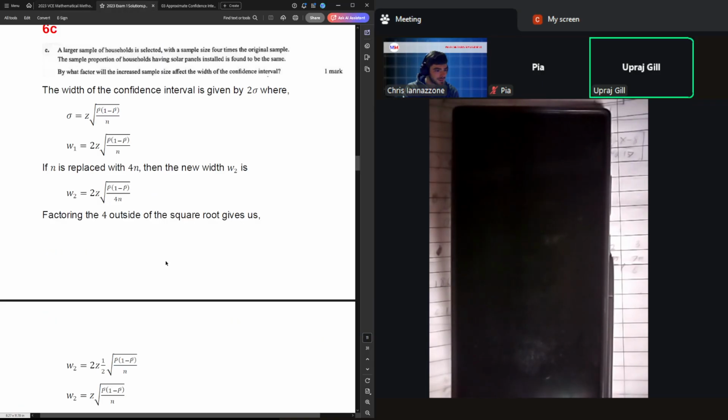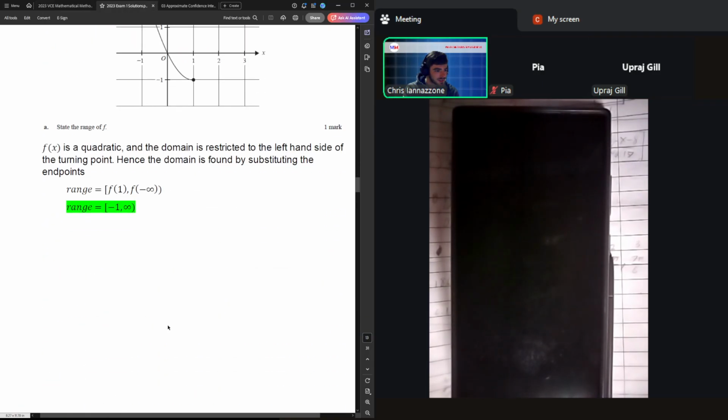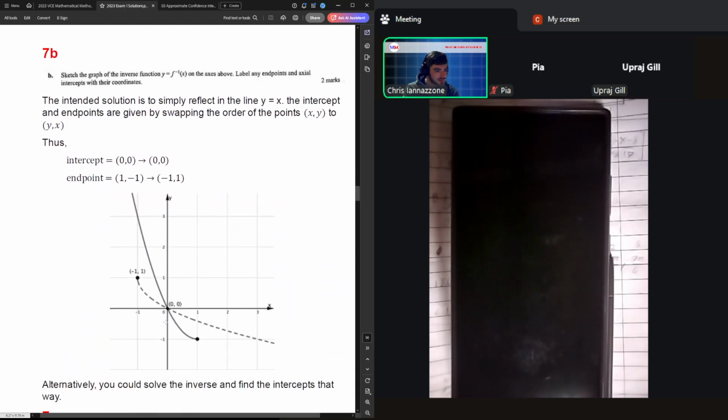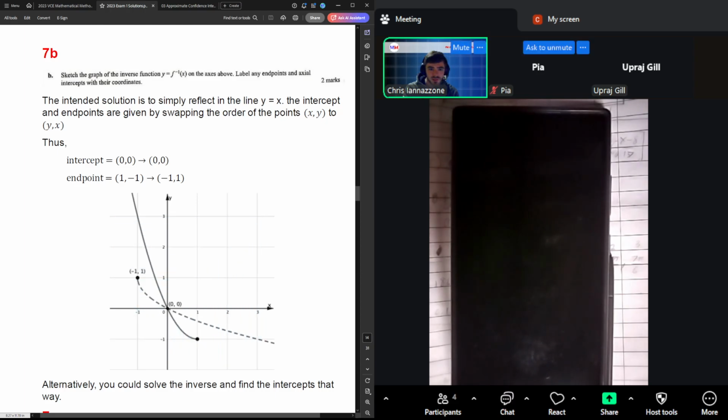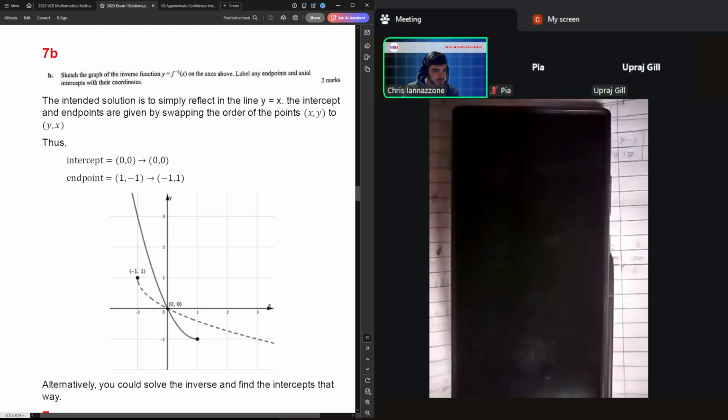Yeah. So if we put a picture to that, basically here, you're reflecting in that line y equals x. That dotted line is your inverse, and so you can see how that would now be a negative square root as opposed to a positive one. So that's one way that you could sketch that graph. You could get the function and then dot it out.